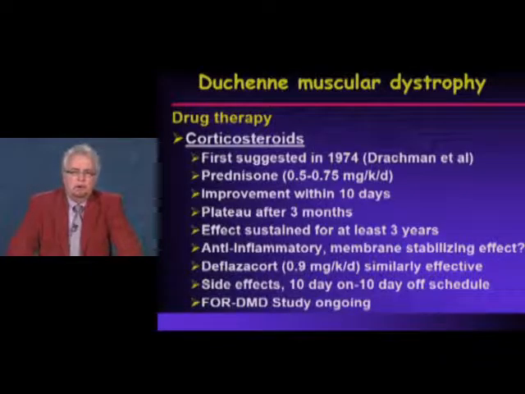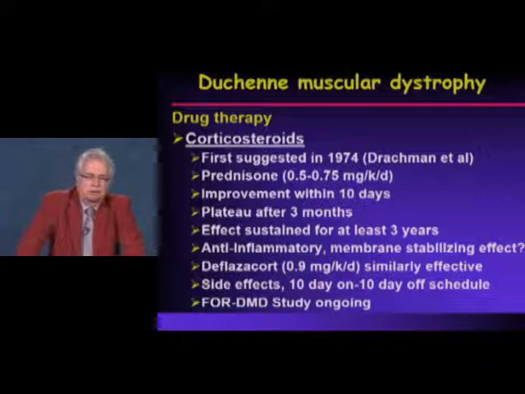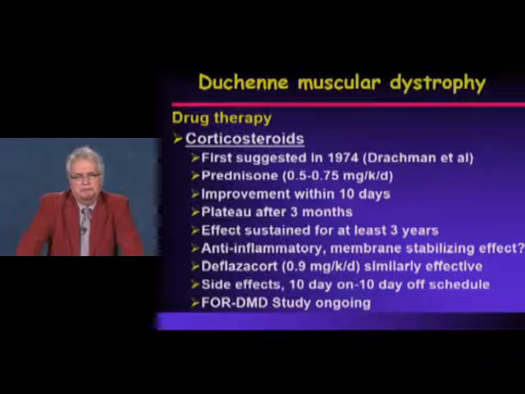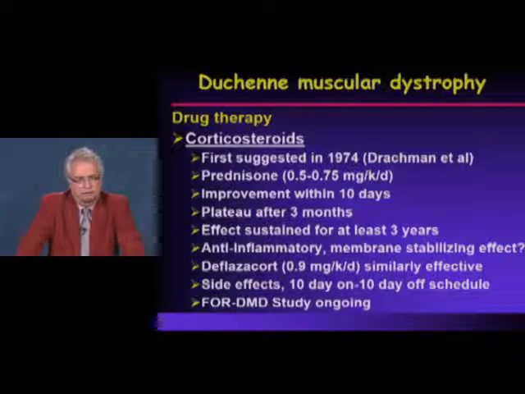Now, as far as drug therapy, corticosteroids are really the main medication we use these days in the absence of a curative therapy. It was first suggested in 1974 and has been shown in a number of studies that using prednisone at a dose of 0.75 milligrams per kilogram per day can be helpful to patients who have Duchenne muscular dystrophy.